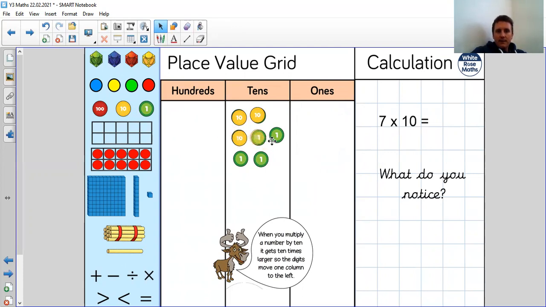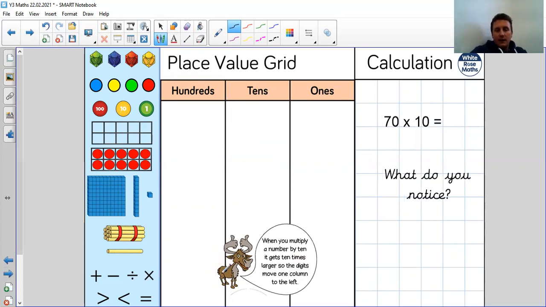Okay, so each of these ones have been made 10 times larger. They've got bigger by 10. So that means that I'm now on 10, 20, 30, 40, 50, 60, 70. So if I was answering the question 7 tens or 10 sevens, I would get the answer 70. Now that's a one-digit number. What happens if it's a two-digit number?